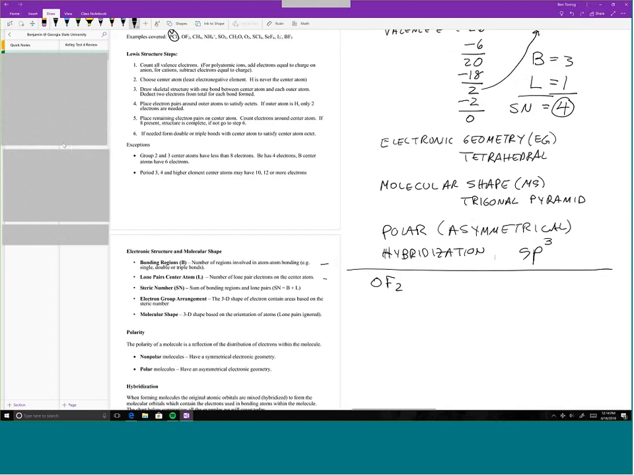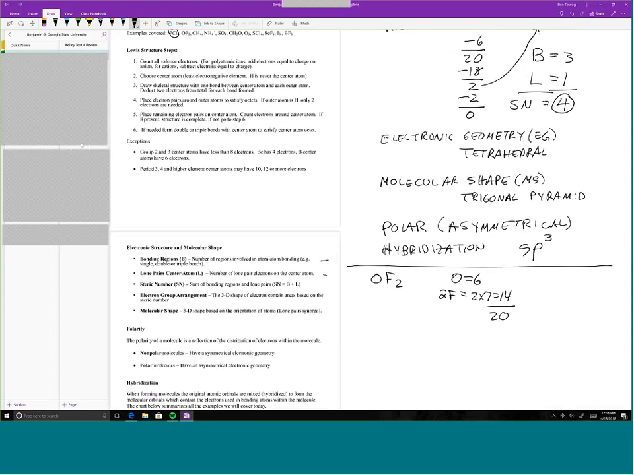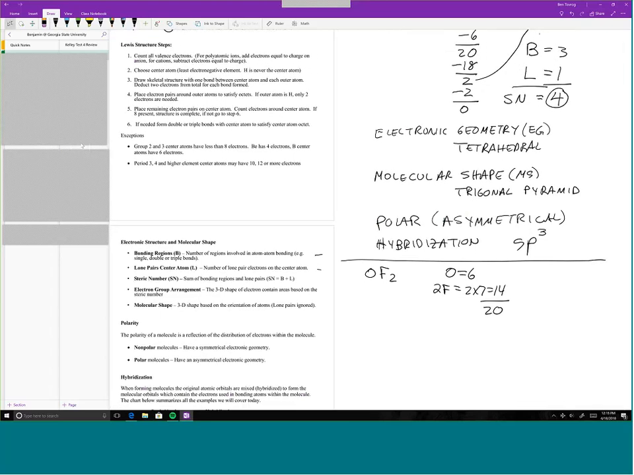Okay, so let's start again. Count all the valence electrons. Oxygen is in group 6. Fluorine is in group 7. 2 times 7 is 14. 6 and 14 is 20. Draw the skeletal structure. Oxygen is less electronegative than fluorine, so oxygen will go in the center. We'll put each fluorine out there.